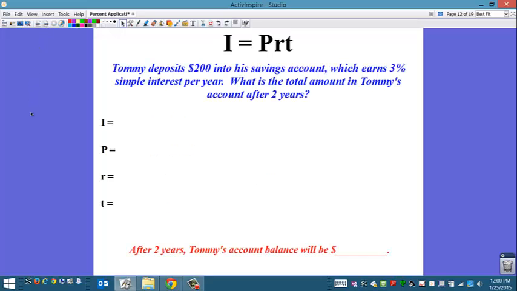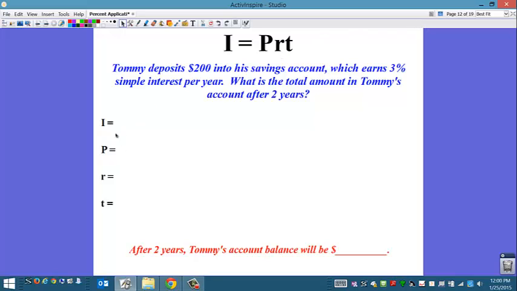Okay, let's do an example. Tommy deposits $200 into his savings account, which earns 3% simple interest per year. What is the total amount in Tommy's account after 2 years? Okay, so we need to find out the amount of interest that he's going to earn for the 2 years. So here's our formula, I equals PRT.